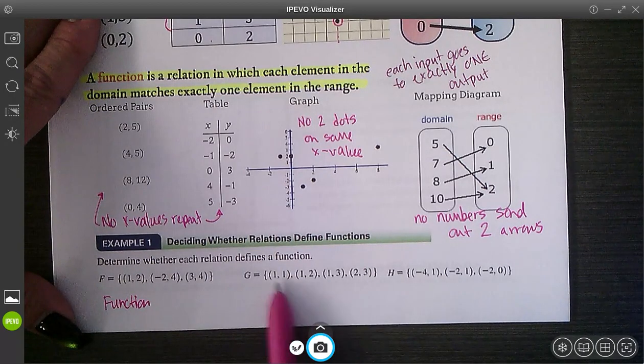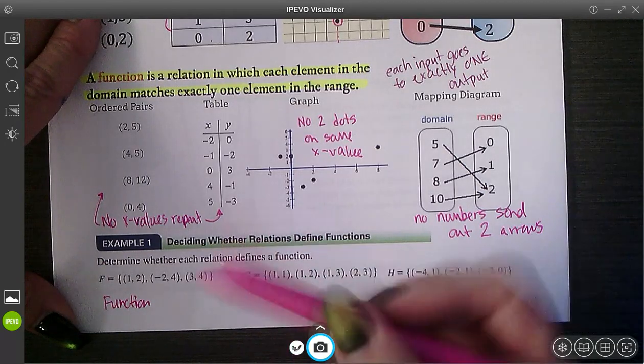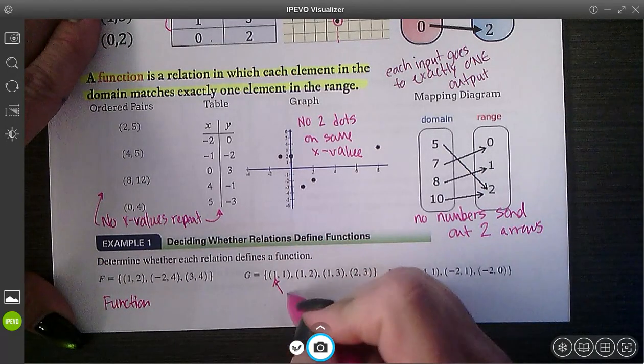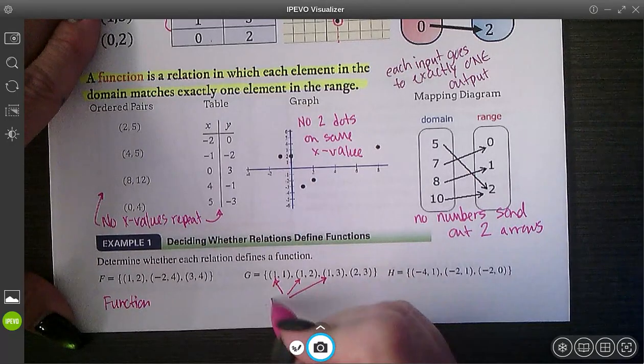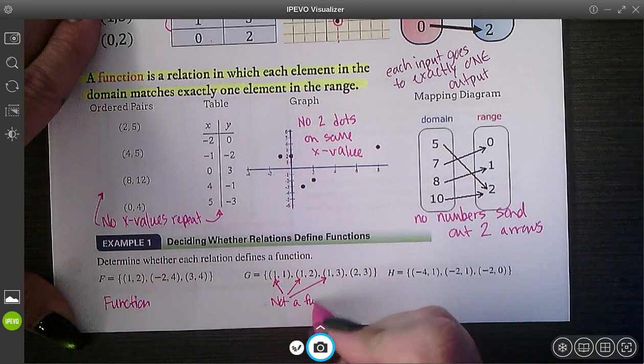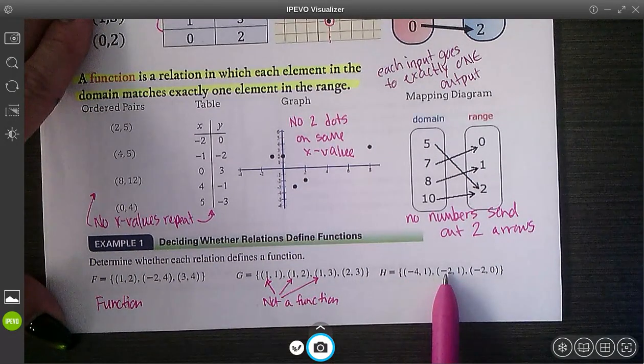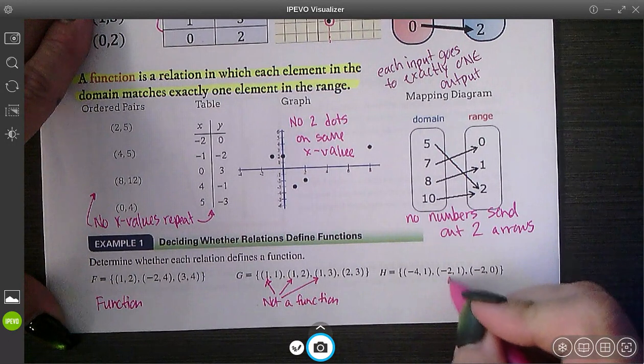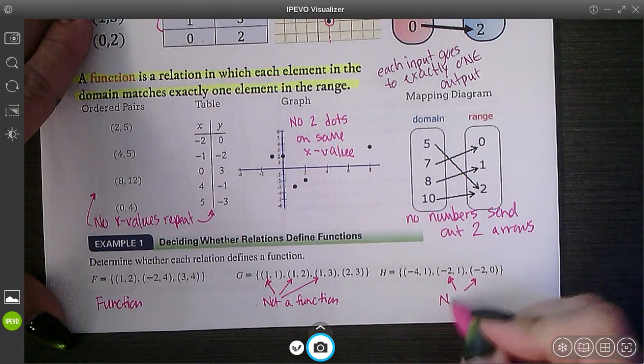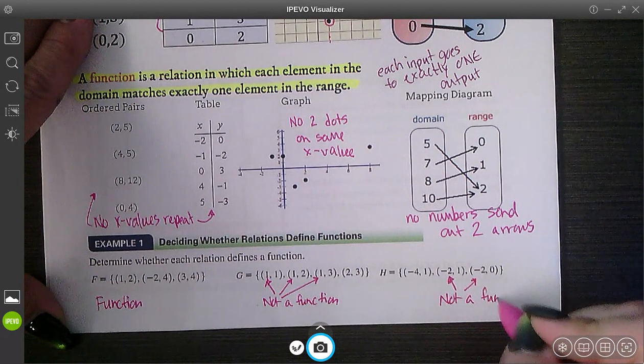What about this one? This is not a function because the x value of 1 is repeated 3 times. So I have this repeated x value, so it is not a function. Let's look at this one. -4, 1, -2, 1, -2, 0. Oh, I have a repeated x value. So this is not a function.